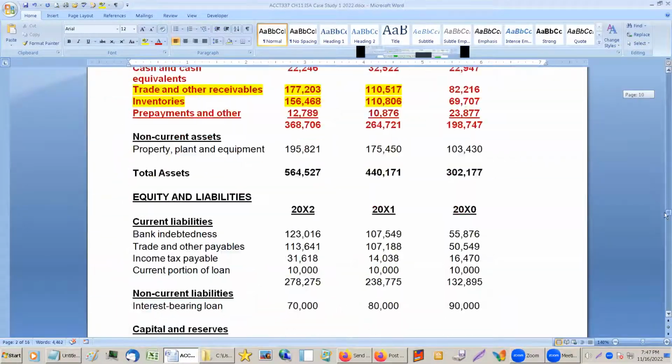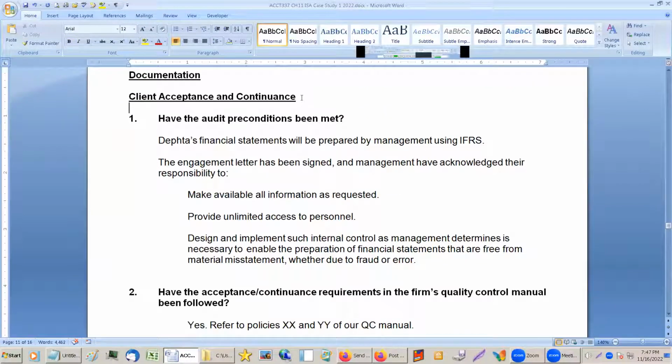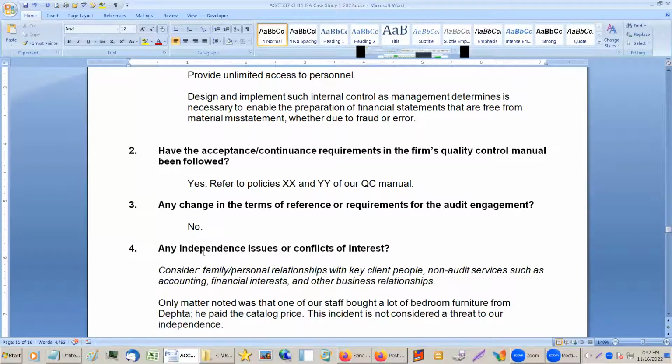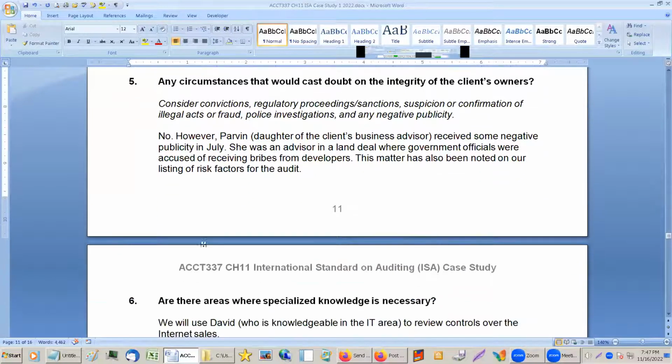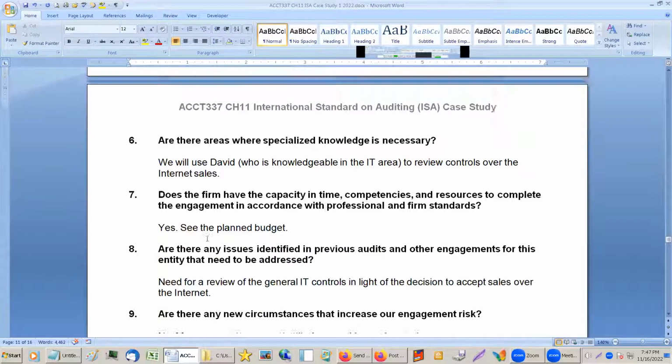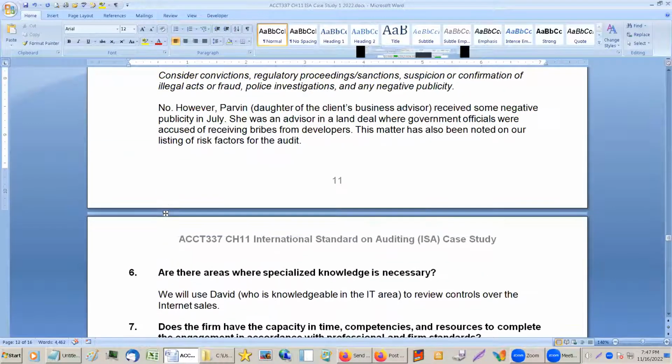for accepting a client. It's not like McDonald's. Someone comes in and orders a hamburger, and you say, "Sure, I don't care where you're from. Here's your hamburger." We don't do it. As you go through here, we're real big on independence, real big on whether we can trust the client.